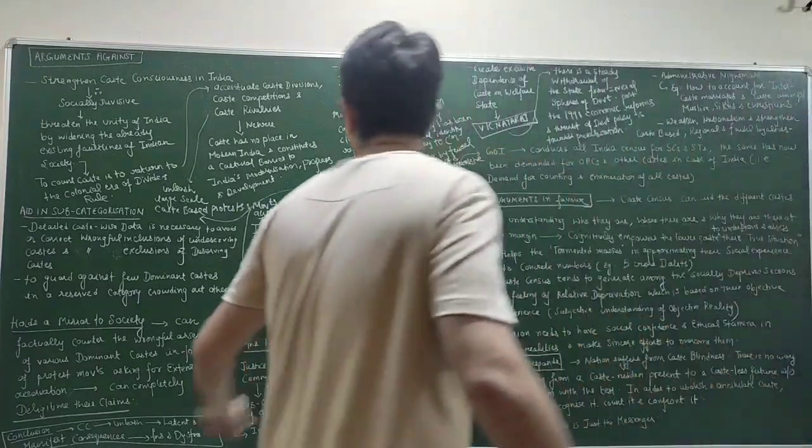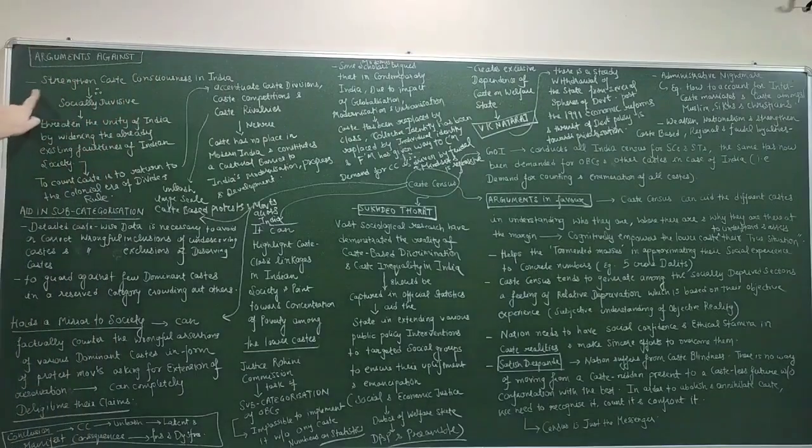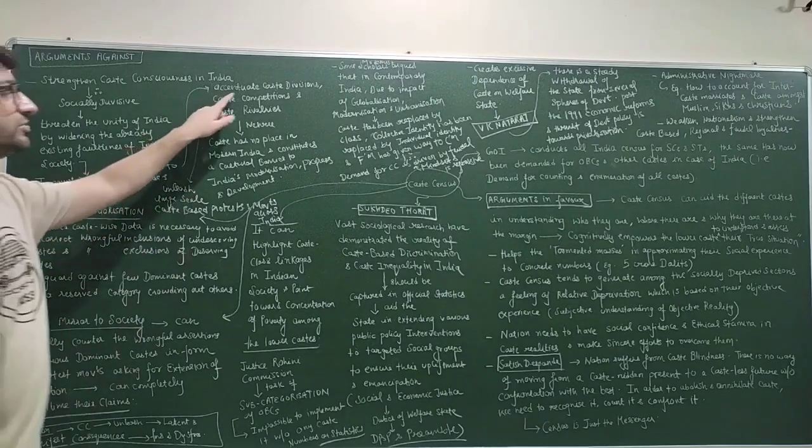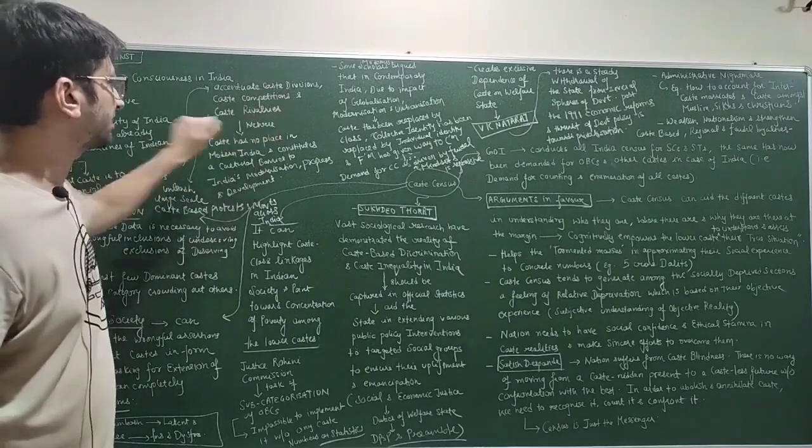Okay. Now this is the argument against. It will strengthen caste consciousness in India. Therefore, it is socially divisive. It threatens the unity of India by widening the already existing fault lines of Indian society. To count caste is to return to the colonial era of divide and rule. It will accentuate caste divisions, caste competitions, and caste rivalry.